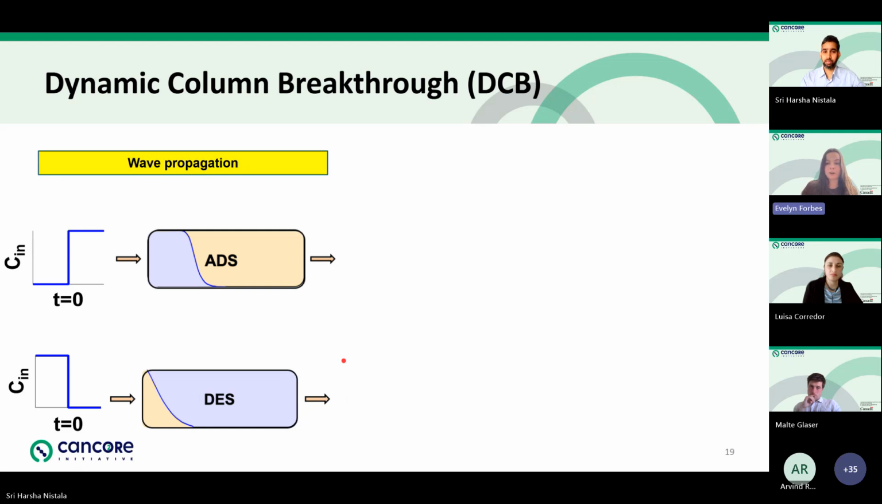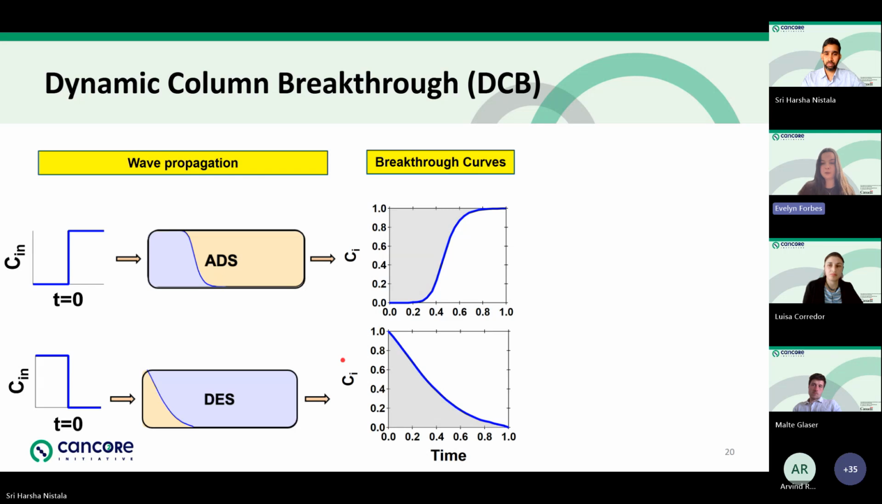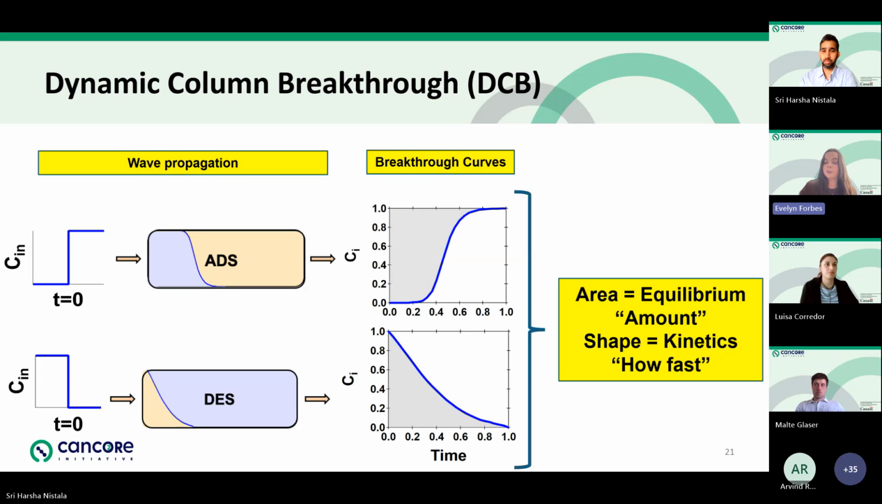And what we can get from this experiment is breakthrough curves. And these breakthrough curves we can get from a concentration detector, and they give us two key pieces of information. They can give us the area behind the curve in this gray, gives us the equilibrium loadings, or the amount that has adsorbed onto the material. And then the shape of the breakthrough gives us an idea of the kinetics, or how fast the CO2 is adsorbing.